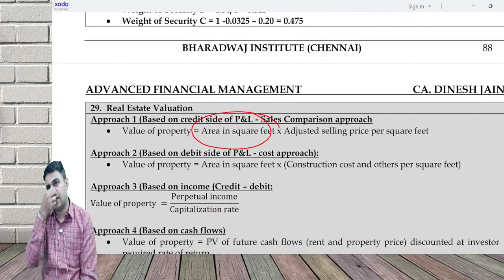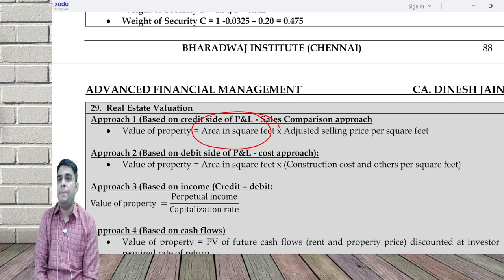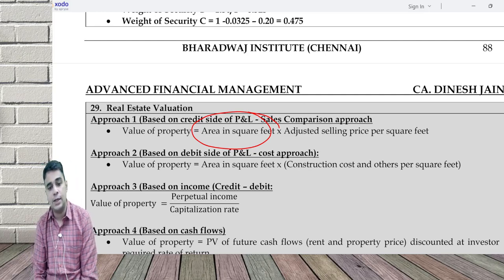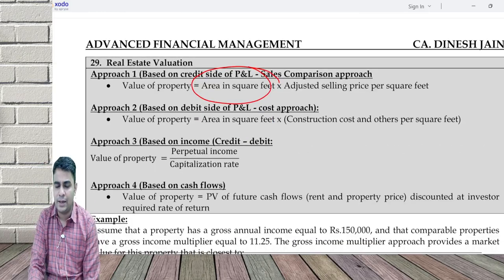Real estate valuation can be through the P&L side, that is the debit side of P&L, which is through the cost side, or the revenue side, or income side, or cash flow side. Just go through the problem, that will be self-explanatory. I'll end with this then.